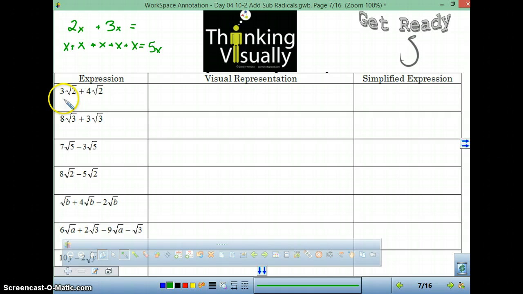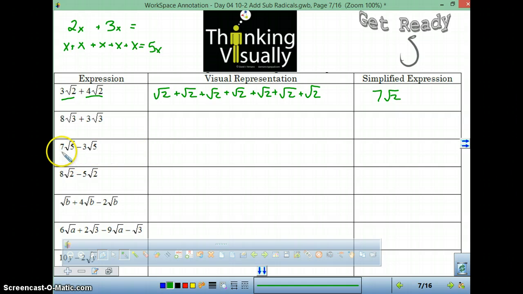We've got 3 root 2. That's root 2 plus root 2 plus root 2. Now I have 4 more root 2's. Plus root 2 plus root 2 plus root 2 plus root 2. Altogether, that makes 7 root 2. Easy? Good. I'm going to skip this one because it's basically the same and go on to subtraction.